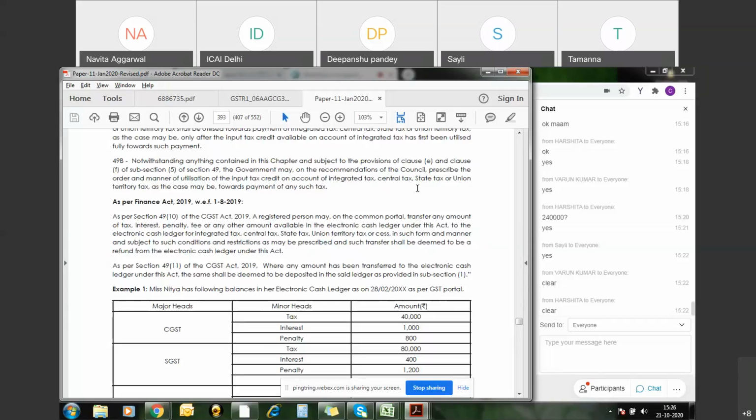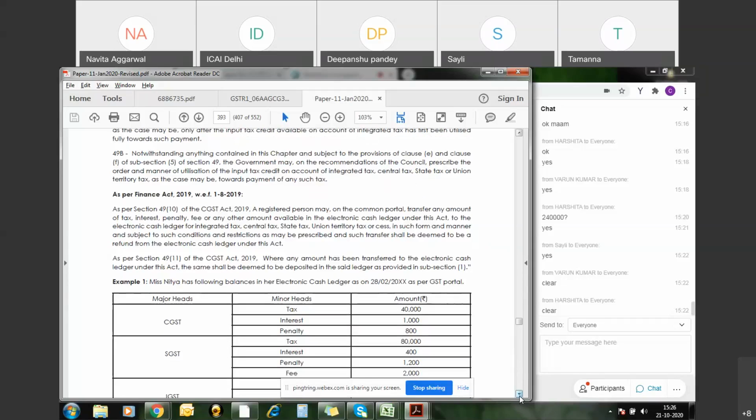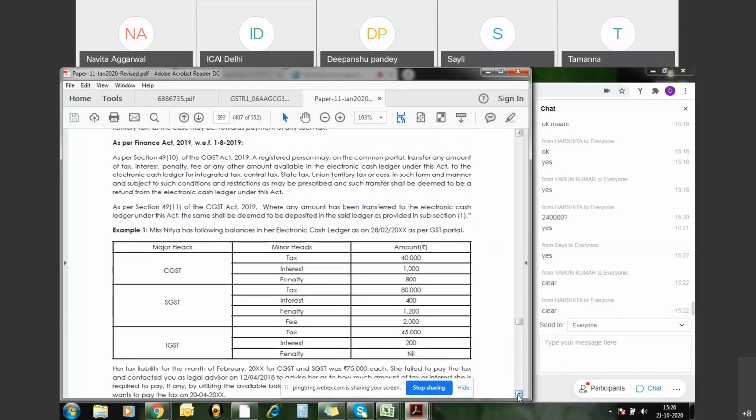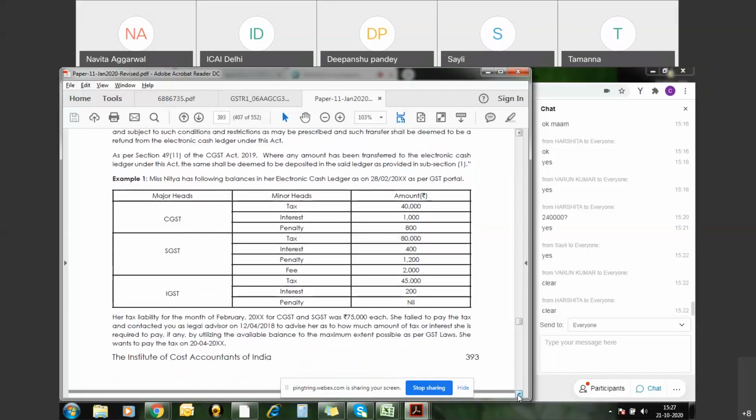Now, what subsection 11 of section 49 states is, where any amount has been transferred to the electronic cash ledger under this Act, the same shall be deemed to be deposited in the said ledger as provided in subsection 1. Once we have transferred, it will be deemed to be deposited in the said ledger only. We cannot later change it. Okay, we have transferred from IGST to CGST, and later we want to change it to SGST. Then it will not be allowed. It will be presumed to be CGST only. So there is one example explaining these rules.